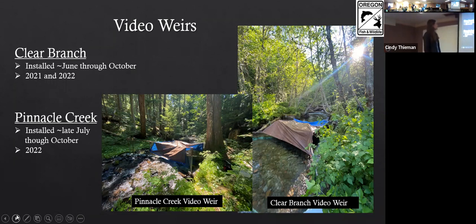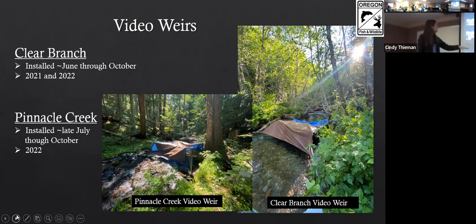So these are our systems. I know they don't look like much, but this is the Pinnacle Creek video weir site, and on the right is the Clear Branch video weir site. The Clear Branch site was installed in approximately June through October in 2021 and 2022. I say approximately June because we didn't get the system out in 2022 until early July. However, we did not deploy the Pinnacle Creek system in 2021, and that was an addition in 2022. And that system was installed late July and ran through October.